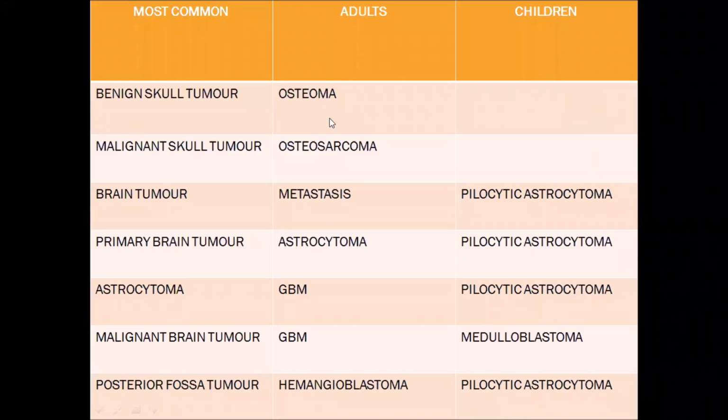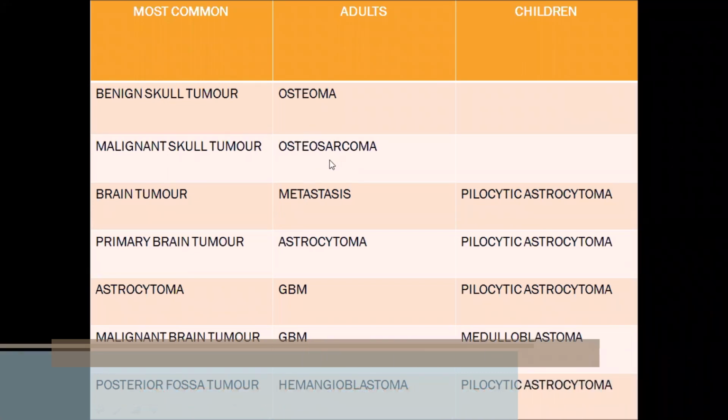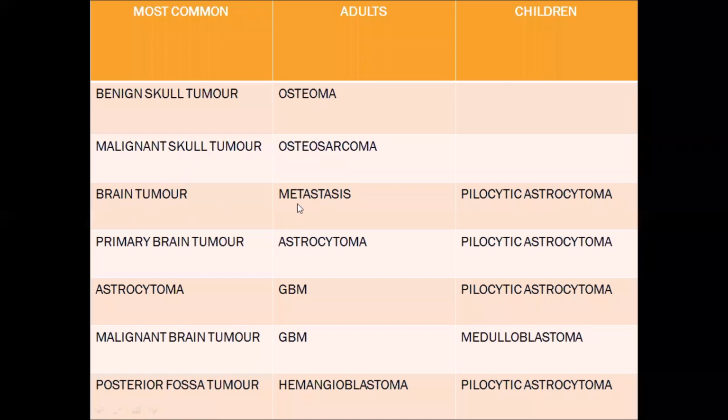The most common benign skull tumor in an adult is osteoma. The most common malignant skull tumor in an adult is osteosarcoma. The most common brain tumor in adults is metastasis, whereas in the pediatric age group it is pilocytic astrocytoma. The most common primary brain tumor in adults is astrocytoma, whereas in pediatrics it is pilocytic astrocytoma. The most common astrocytoma in adults is glioblastoma multiforme, whereas in pediatrics it is pilocytic. The most common malignant brain tumor in adults is glioblastoma multiforme, whereas it is medulloblastoma in children. The most common posterior fossa tumor is hemangioblastoma in adults, whereas it is pilocytic astrocytoma in children.